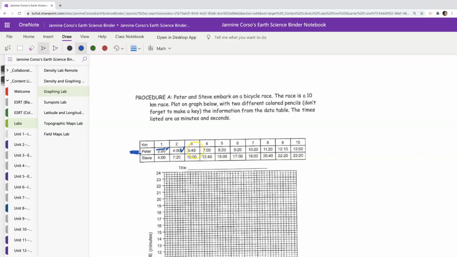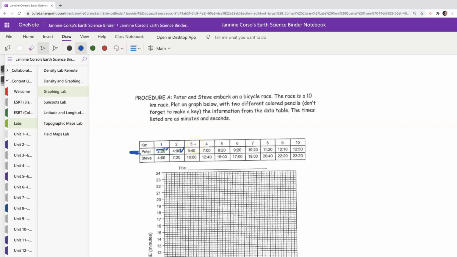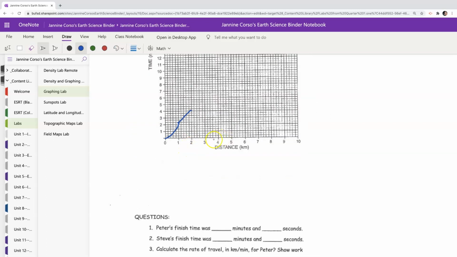I'll do one more dot to give you an example of Peter, and then you can pause this video and finish Peter, and then we're going to go on to Steve. So Peter, at 5 minutes and 40 seconds, had gotten to his 3rd kilometer. So 3 kilometers is here. I'm going to go up to, let's see, that's his 5 right here, 520, 540. You put a dot. Again, you're going to connect the dots as you go.